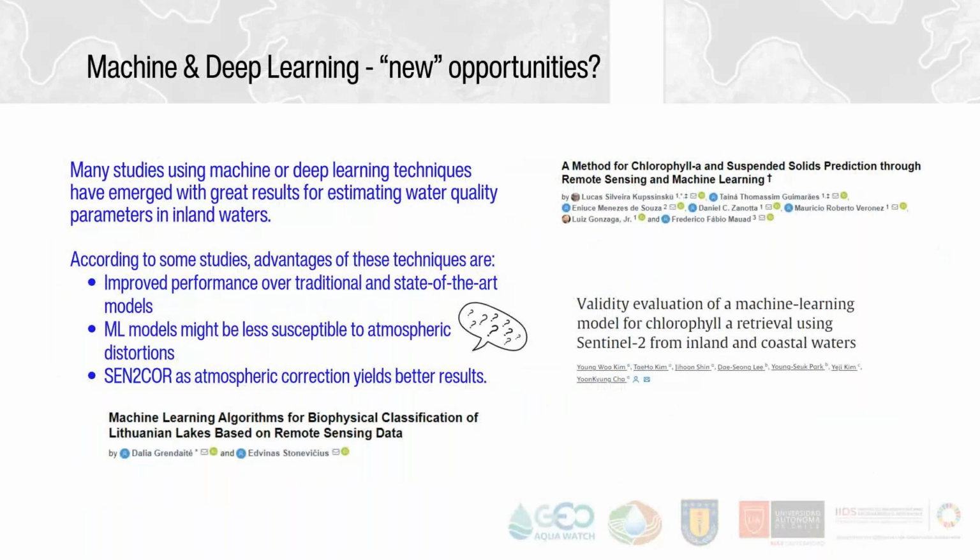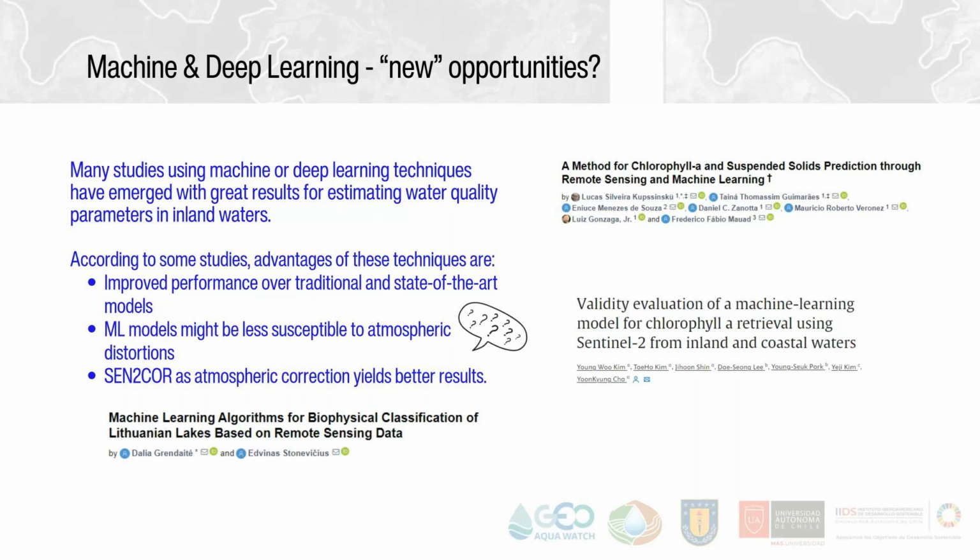However, advances in cloud computing and also computer capacity have enabled the use of machine and deep learning models that are ideal for modeling complex nonlinear problems. And because of this, many studies have recently been published for estimating water quality over inland waters using these new opportunities or new methods. So much of the gain of these techniques is that they can significantly improve the performance of traditional and state-of-the-art models.